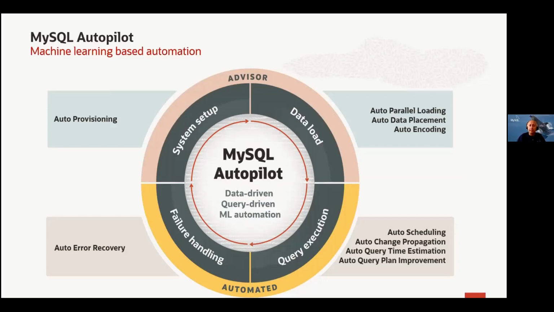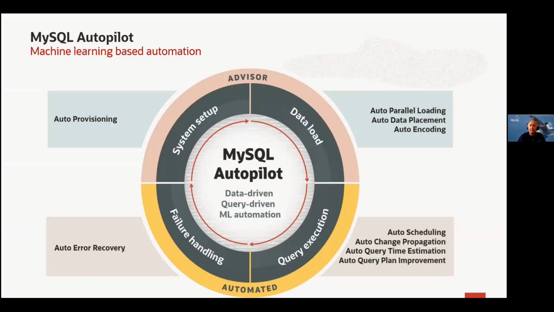Everything shown in the upper half, which is during system setup and data load, is exposed via an advisor, where the system using machine learning makes a recommendation, but it's really the end user who has to follow that recommendation. So it's optional. The user can decide not to do it in some cases. Everything shown in the lower half is completely automated: the system makes a determination and follows on that determination, and there is no way for the user not to follow that recommendation. So it's all automated.